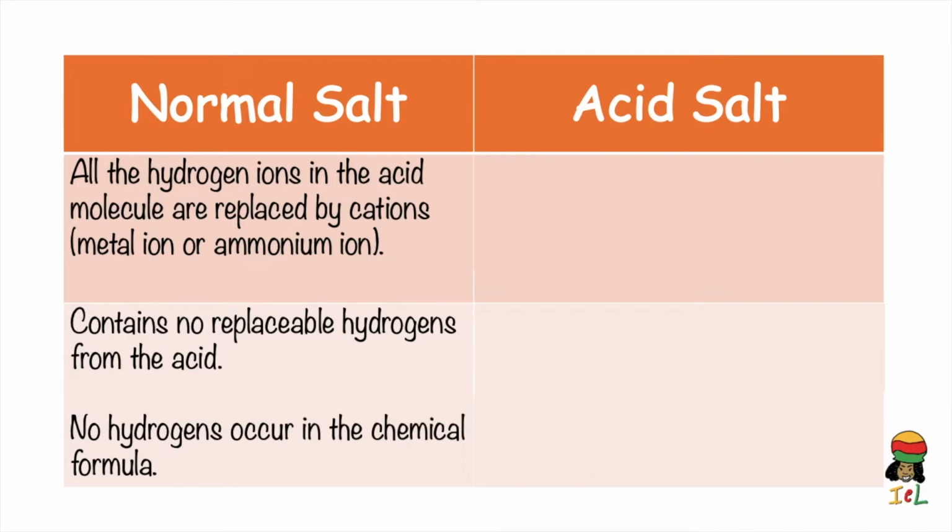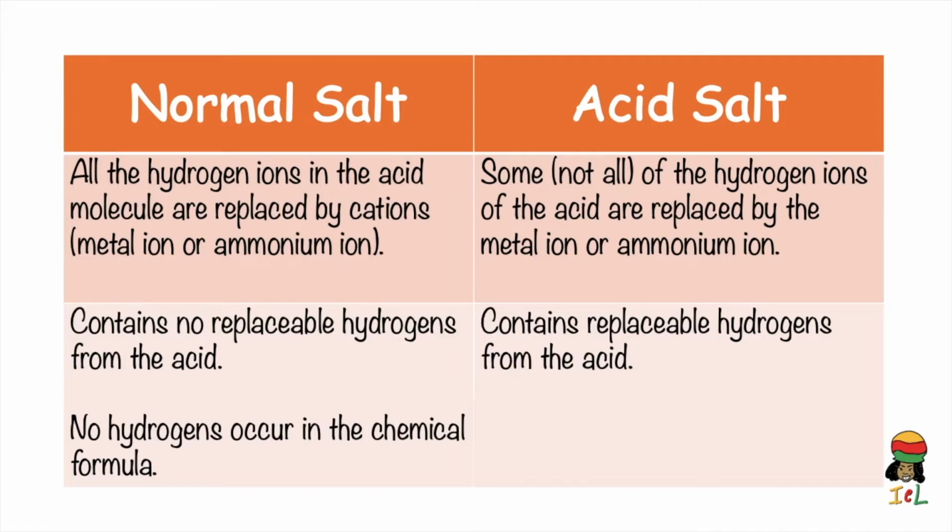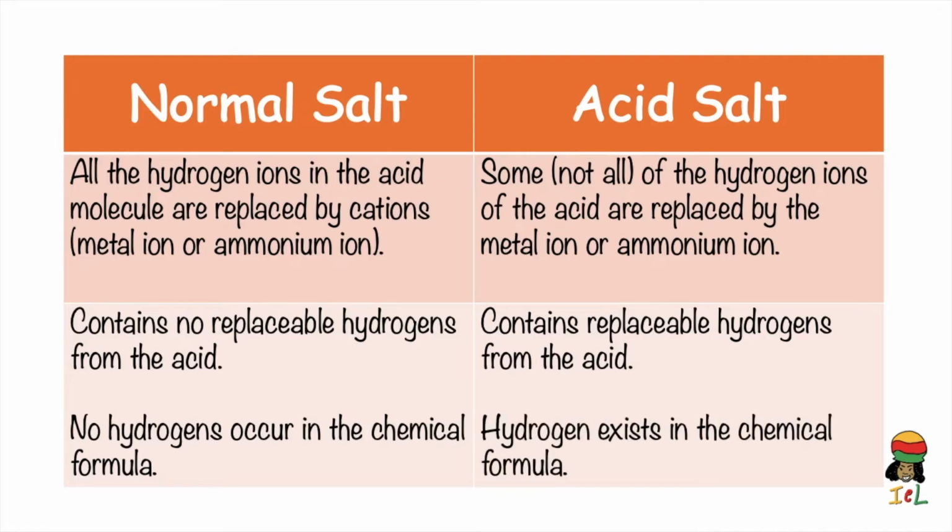On the other hand, for acid salts, only some of the hydrogen ions of the acid have been replaced with the metal ion or the ammonium ion during the formation of the salt. Therefore, acid salts will contain replaceable hydrogens, and we will see these in the chemical formula for the acid salt.